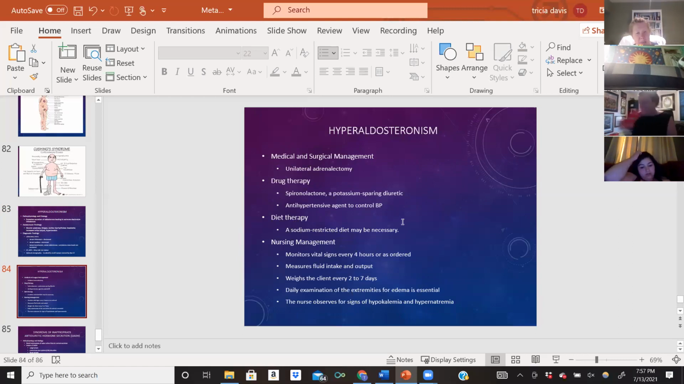So from the nursing aspect, you are going to want to monitor vital signs every 4 hours or as ordered. We're going to be measuring strict I's and O's, so fluid intake and output. We're going to be weighing that client every 2 to 7 days, or as per the doctor, could be daily. We are going to want to make sure that we are doing a very thorough daily examination of their extremities and their skin. We're checking for edema. And then the nurse is going to observe for signs and symptoms of hypokalemia and hypernatremia.